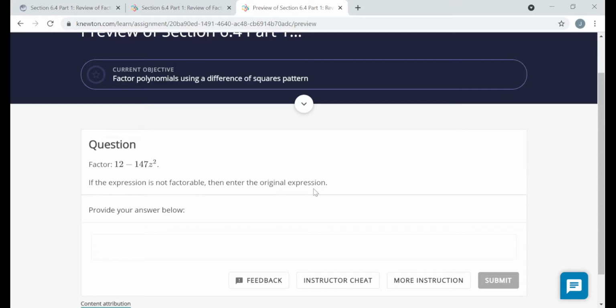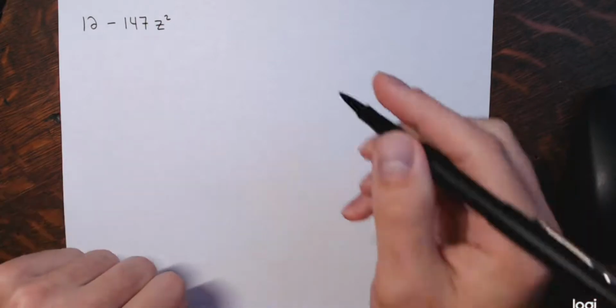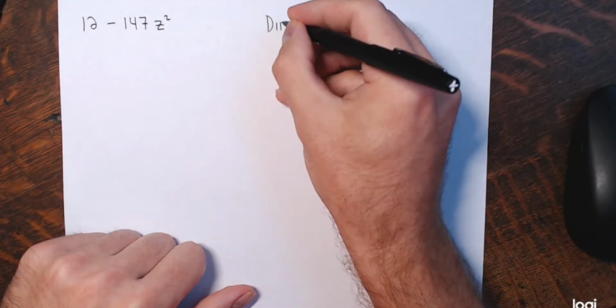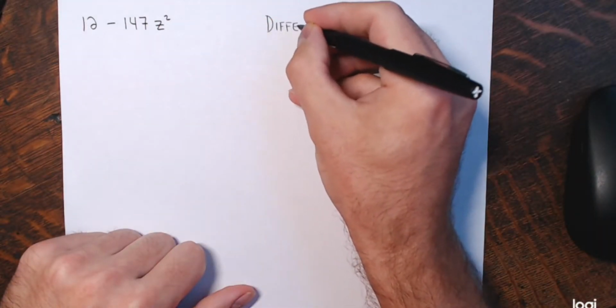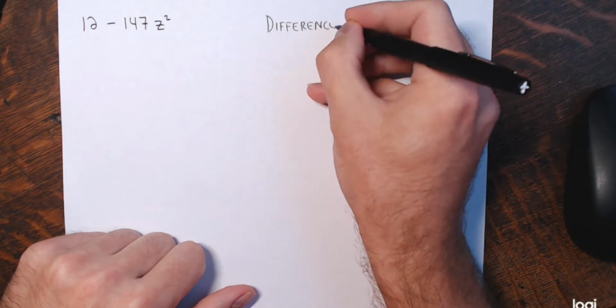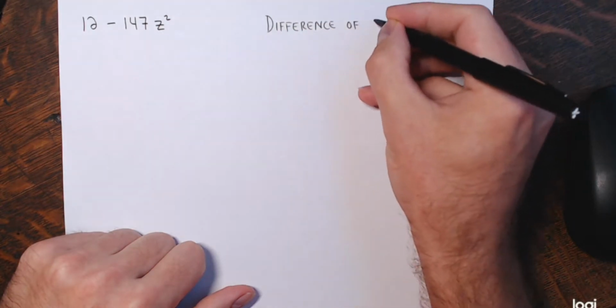Now, if a polynomial is not factorable, they would call that polynomial prime, just like a prime number can't be factored any further. But here we're not asked to write the word prime or anything. If it's prime, just write the expression again. All right, so let's write this out, and I'll do it on some paper. So this objective is about factoring differences of squares.